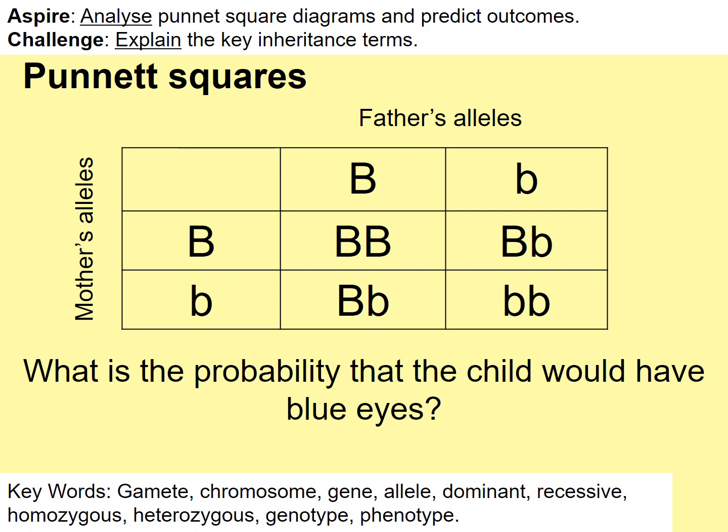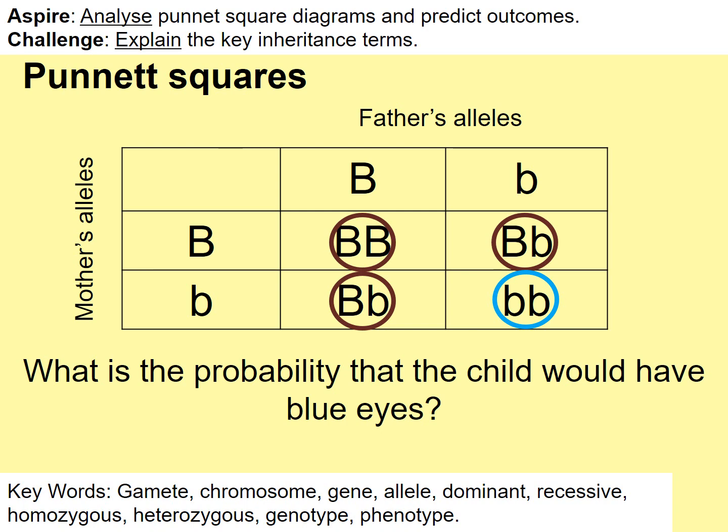So the question here asks you, what is the probability your child would have blue eyes? Well, in the first box, you've got brown eyes, homozygous dominant. The second box, we've got brown eyes, but heterozygous because the letters are different. In the third box, we've got brown eyes, but heterozygous because the letters are different. And in the final box, we've got blue eyes, homozygous recessive. Remember, if it's a recessive trait, both alleles need to have the allele for that trait. So 1 in 4 would be the probability of that child having blue eyes.